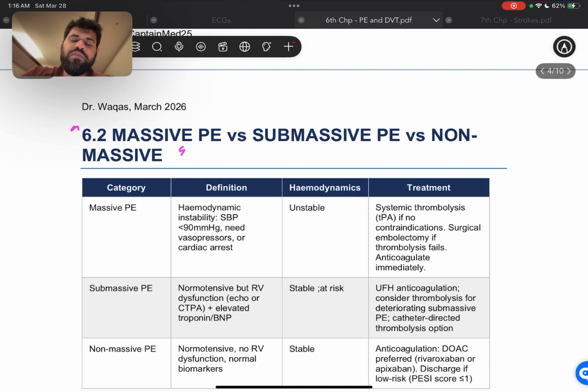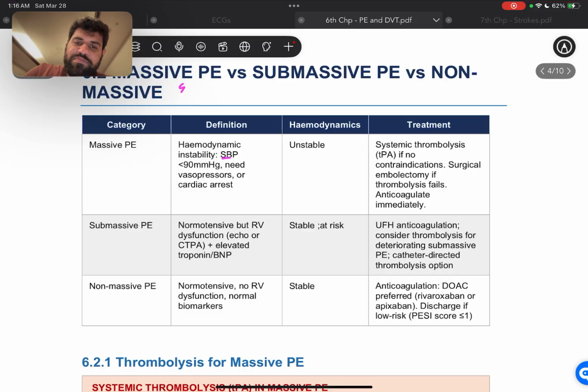All right. Now moving on to the different types of PEs, which is the massive PE versus the submassive PE versus non-massive. Massive PE means that the person is going to be hemodynamically unstable, as BP is going to be less than 90 mmHg. They need vasopressors or are in cardiac arrest. Hemodynamically unstable. The treatment for this is going to be systemic thrombolysis if no contraindications, surgical embolectomy if thrombolysis fails, and anticoagulate immediately.